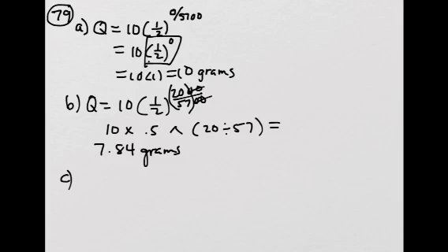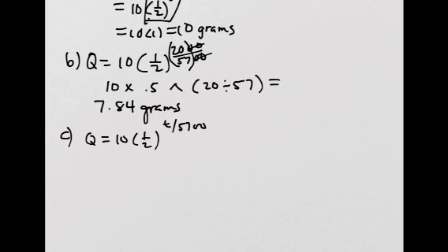Okay, and then for C, they want you to graph from T equals 0 to T equals 10,000. So remember, let me just write it over again. T over 5,700. So the reference points are -1, B, the base is 1/2, 0, 1, and 1. I'm sorry, I forgot to switch it. 1/2. Let me fix it. It's 1 over B for the -1, so it should be 2, right?